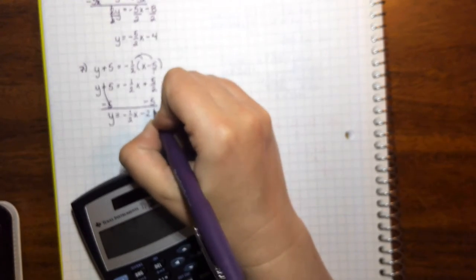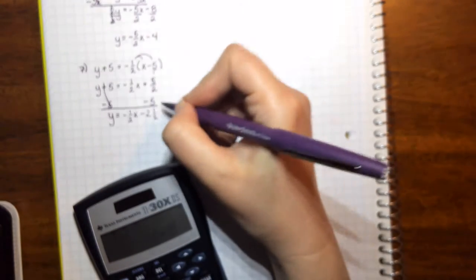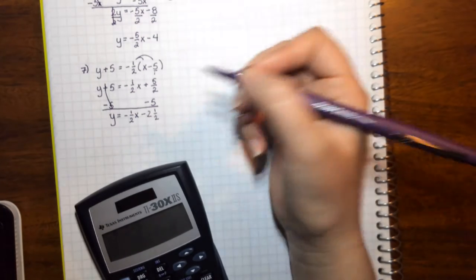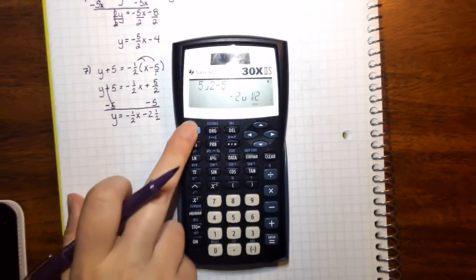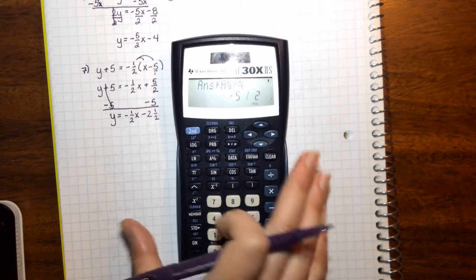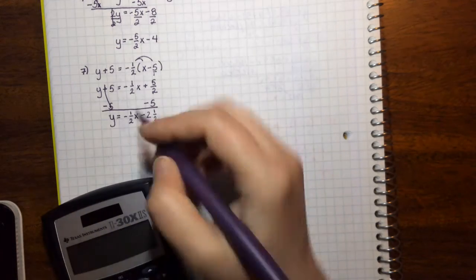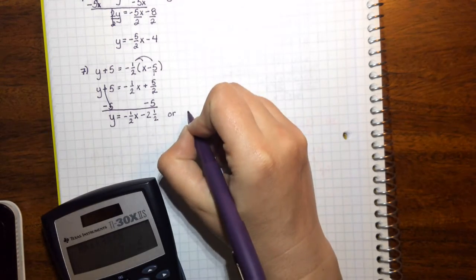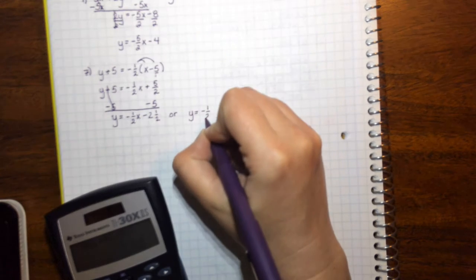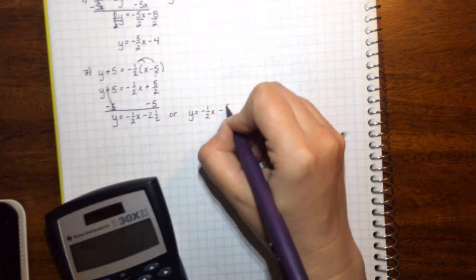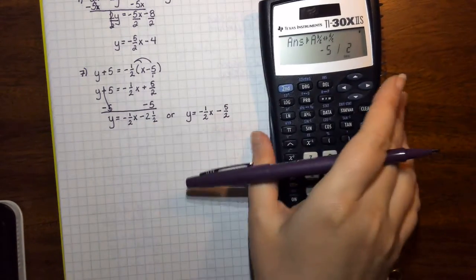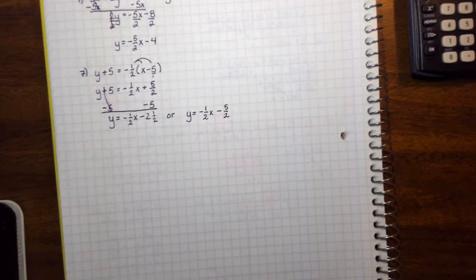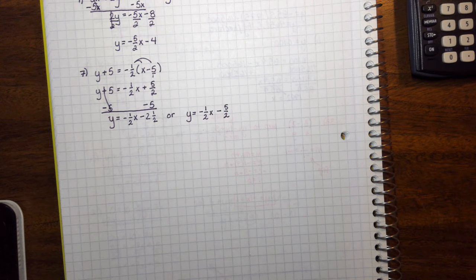Okay, and this is fine, especially because if you're graphing, it's easier to see where 2.5 is. If you want to leave it in an improper fraction, remember we go second fraction button, and that would be minus 5/2. So I'm just going to write, or y equals negative 1/2 x minus 5 over 2. And I'm sure a few of you have negative 2.5 there, which isn't my favorite, but that's okay.